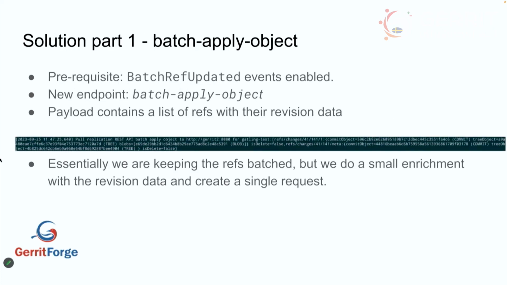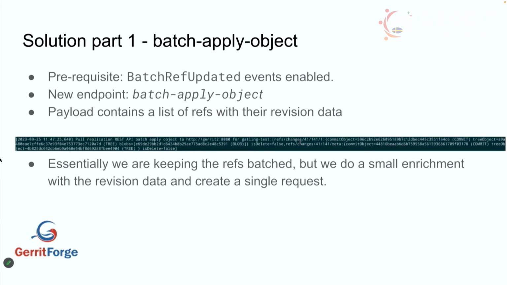Okay, so the first part of the solution is around the apply object endpoint. Obviously, a prerequisite here is that batch ref updated events are enabled, which is what Marcin talked about earlier. We have introduced a new endpoint here called batch apply object. And here I have an example of the payload, from the pull replication logs. We can see that we are calling the batch apply object REST API, and also the payload itself, which contains a list of the refs.